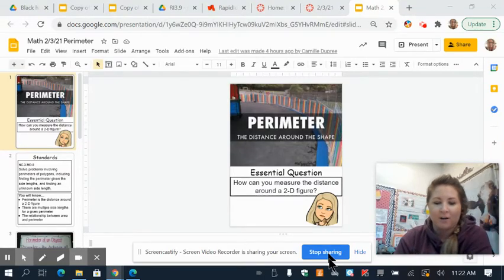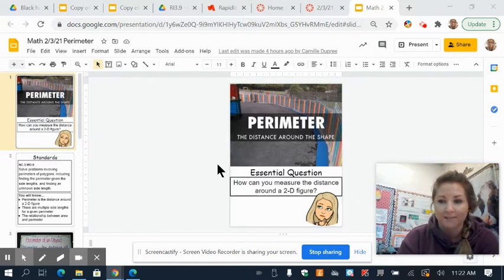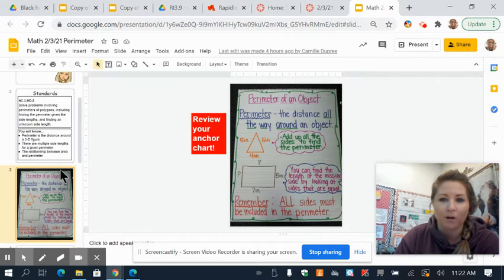We are continuing our study on perimeter, which is the distance around a shape. I hope you guys learned a lot yesterday, and hopefully we can continue to learn a lot today. All right, I'm going to go through these slides with you. Today, I'm going to focus a little bit more on our anchor chart, and I apologize, I'm going to look right over here because I can see my big computer better.